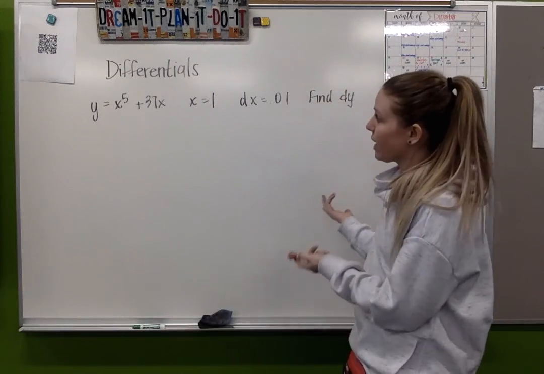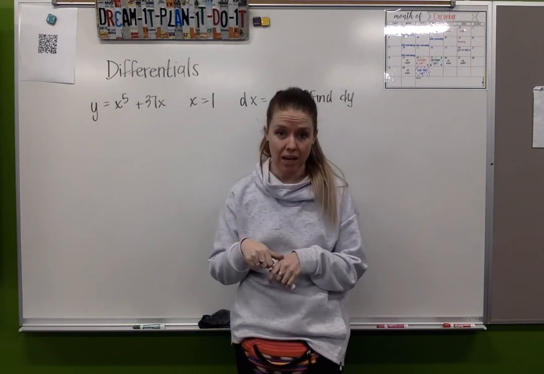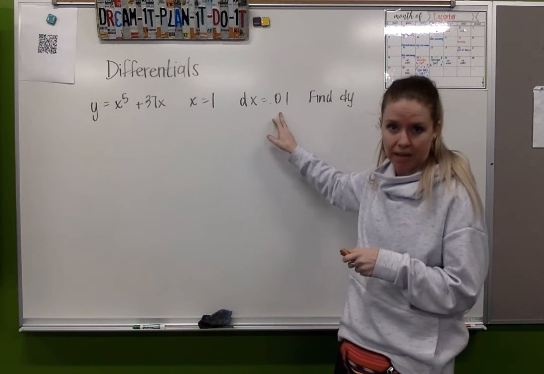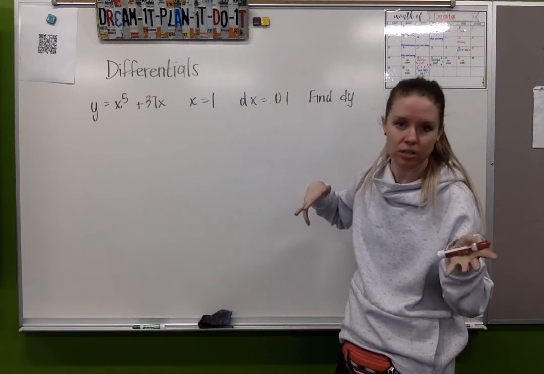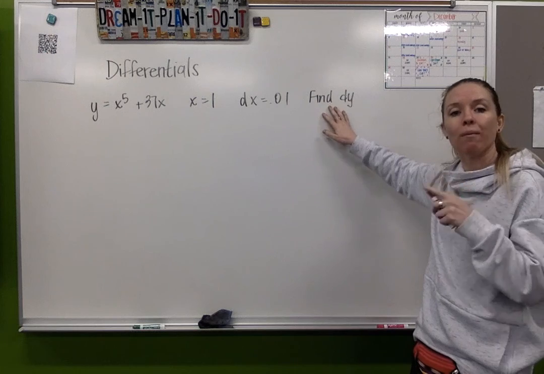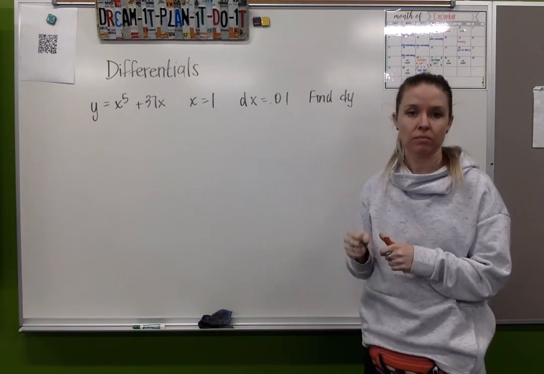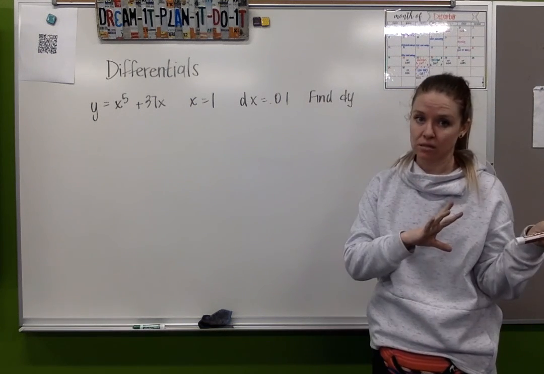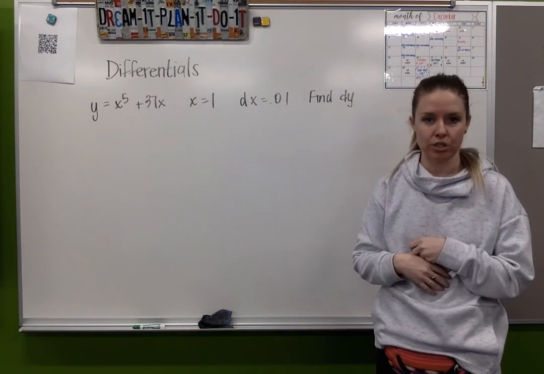So for example, I have on the board, we have our function y equals x to the fifth plus 37x. I know my x value, and I know my change in x. So this could be my change in time. This could be a tenth of a second, a hundredth of a second, whatever. And then find my dy. I want to know what my change in y is when my change in x is 0.01. Now my y and my x have different rates. The y goes up when the x goes up, or however it's changing.